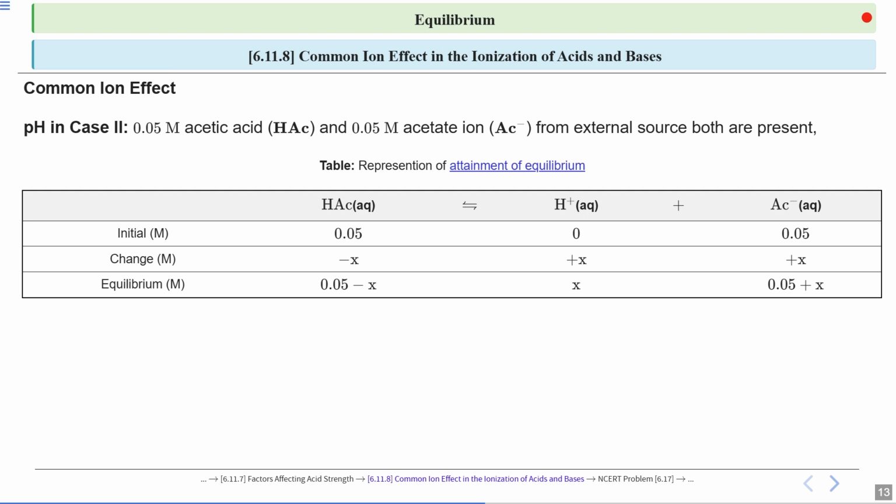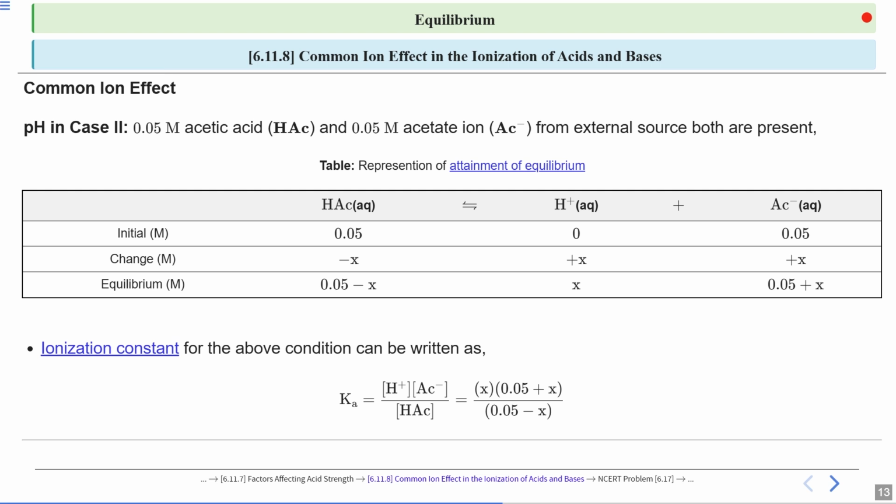Therefore, X equivalence of HAc will give you X equivalence of H plus and X equivalence of Ac minus. Further, can we write the ionization constant for the above situation? Yes, it's very simple. That will be the concentration of H plus multiplied with the concentration of Ac minus divided by the concentration of the acetic acid. So this will be the final formula, X into 0.05 plus X by 0.05 minus X. How are we writing it?